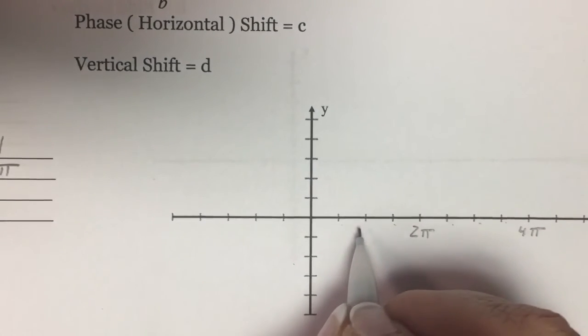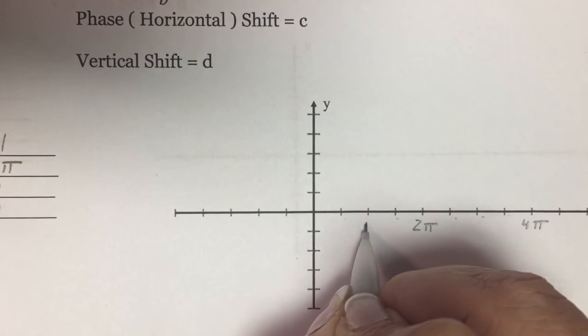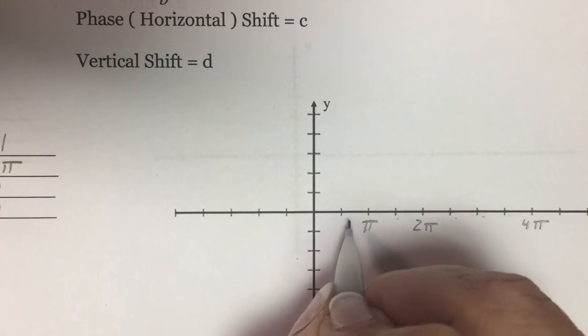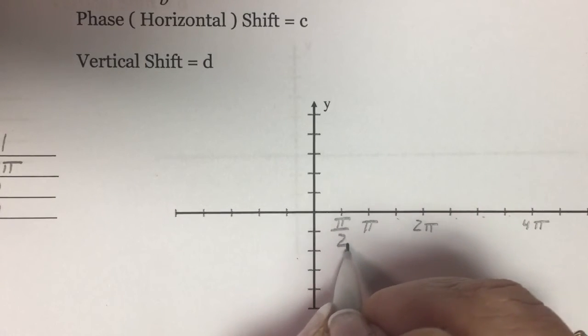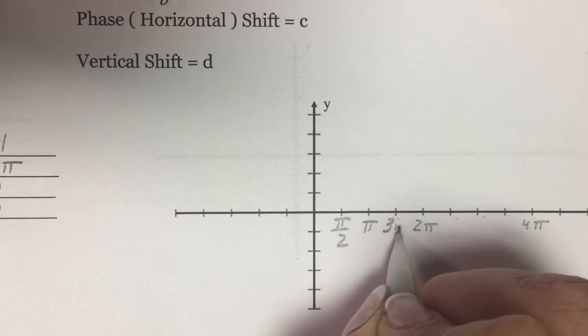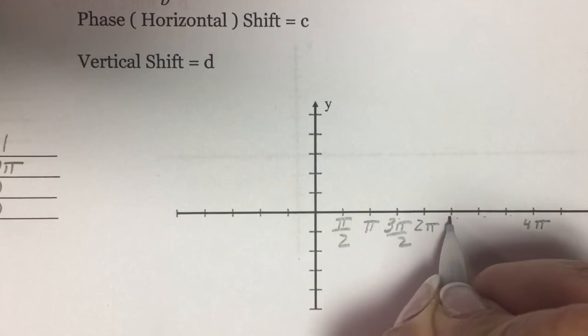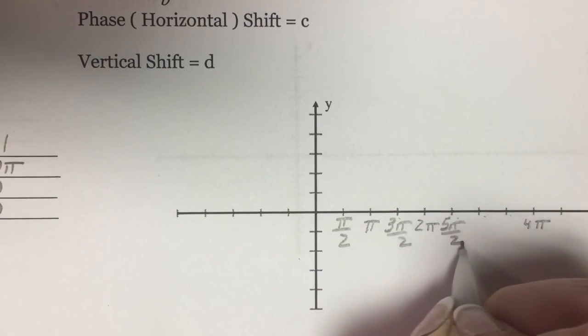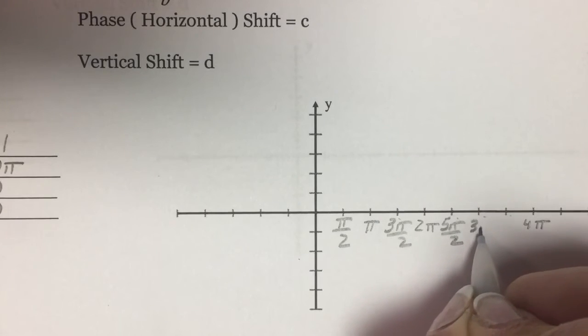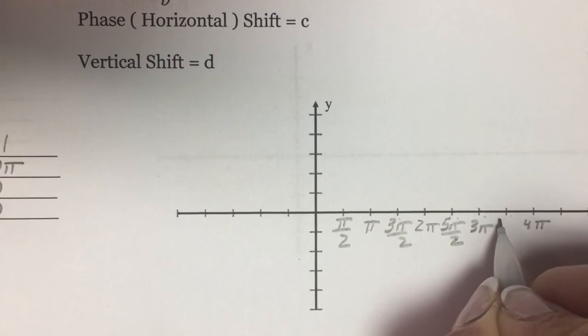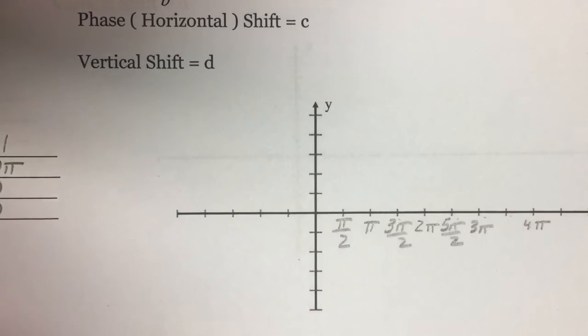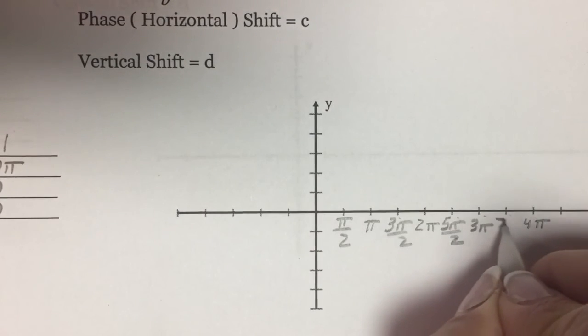Label all of the quarter marks, please. So half of 2 pi is pi. That makes this pi over 2. That's 3 pi over 2. This is 5 pi over 2, 6 pi over 2, and 7 pi over 2.